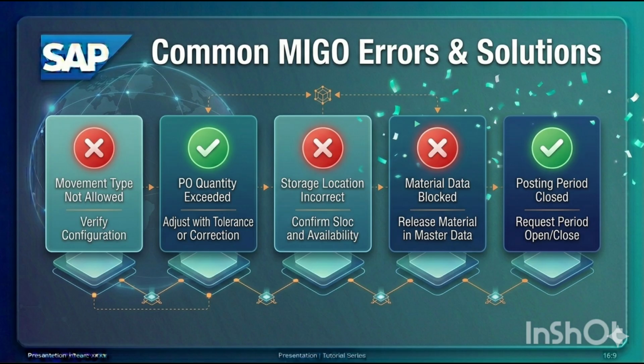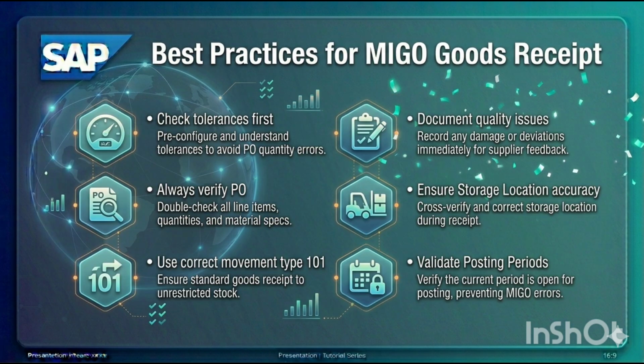So these are some of the common errors that are being received, and we have discussed the possible solutions for these errors. So now we'll be discussing some important best practices for MIGO. Always physically count the material before posting. This is very important. Verify storage location and batch details.